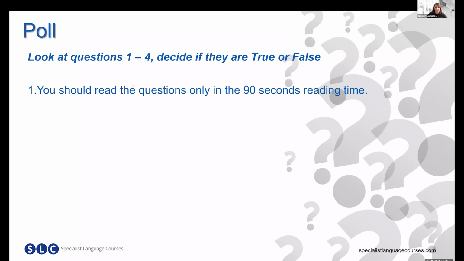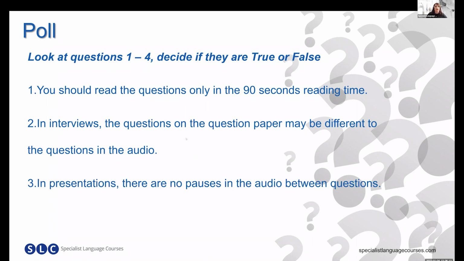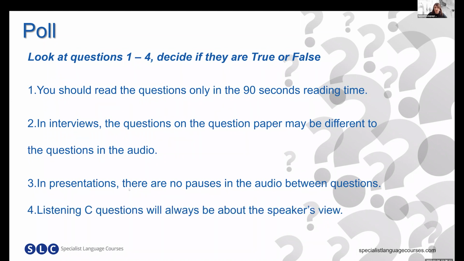So question 1, you should read the questions only in the 90 seconds reading time. 2, in interviews, the questions on the question paper may be different to the questions in the audio. 3, in presentations, there are no pauses in the audio between questions. And 4, Listening C questions will always be about the speaker's view.